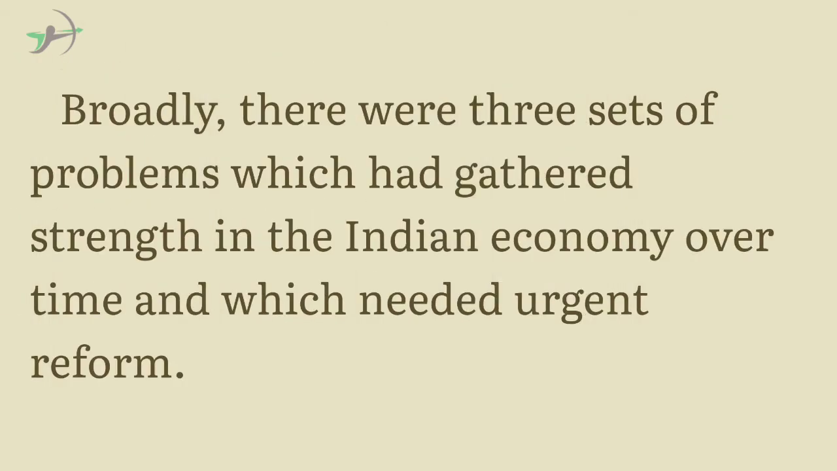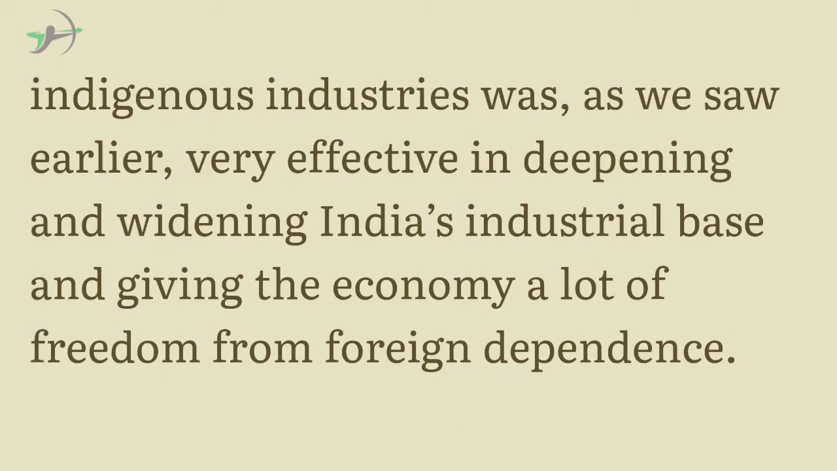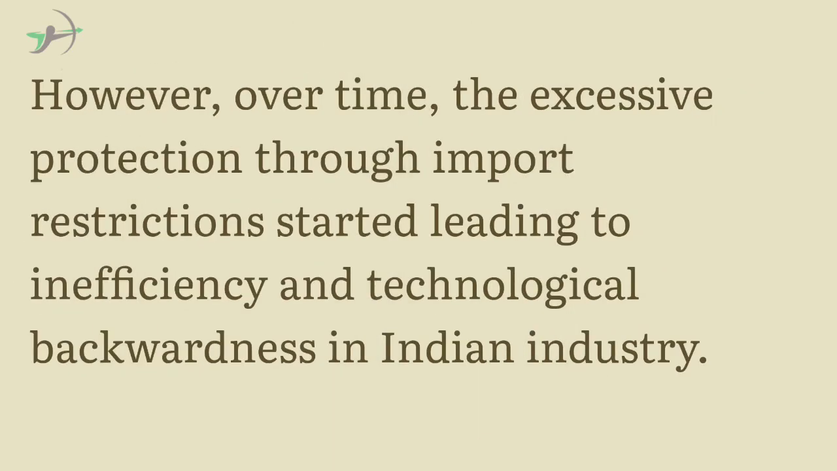Broadly, there were 3 sets of problems which had gathered strength in the Indian economy over time and which needed urgent reform. The first set of problems related to the emergence of structural features that bred inefficiency. The import substitution industrialization (ISI) strategy based on heavy protection to indigenous industries was, as we saw earlier, very effective in deepening and widening India's industrial base and giving the economy a lot of freedom from foreign dependence. However, over time, the excessive protection through import restrictions started leading to inefficiency and technological backwardness in Indian industry.